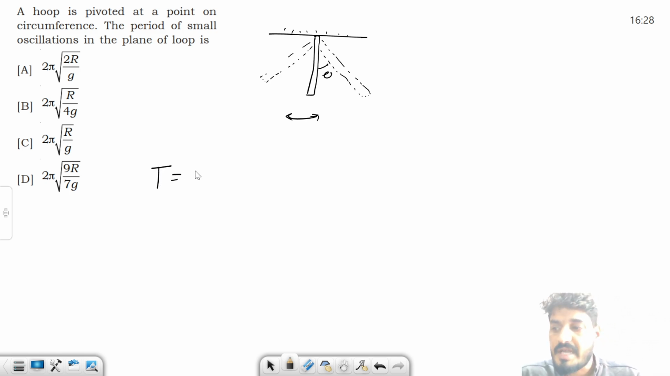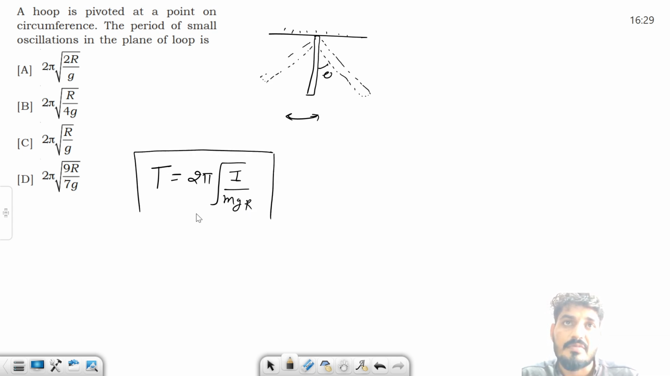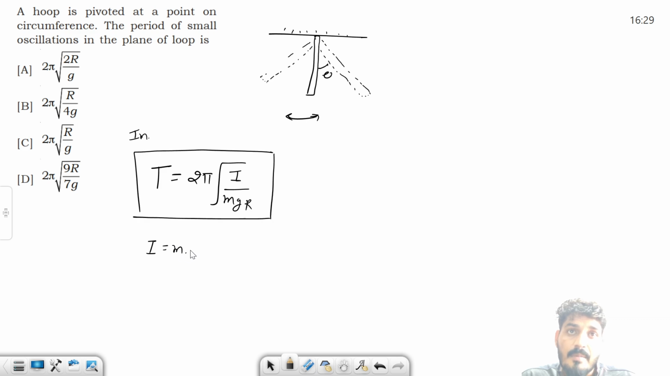This formula is simply 2 pi under root I by mgr. Just remember this formula directly. It's a very important formula to find out the time period of a small oscillation, where I is the moment of inertia. Remember, this I is the moment of inertia.